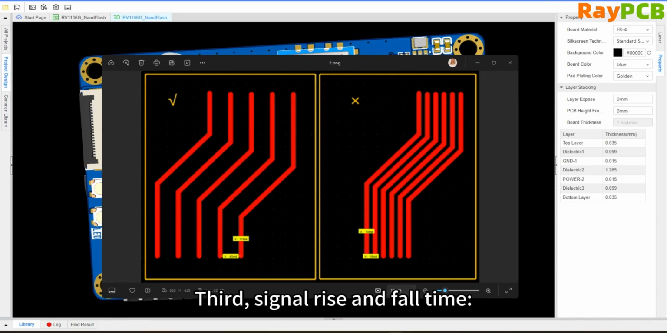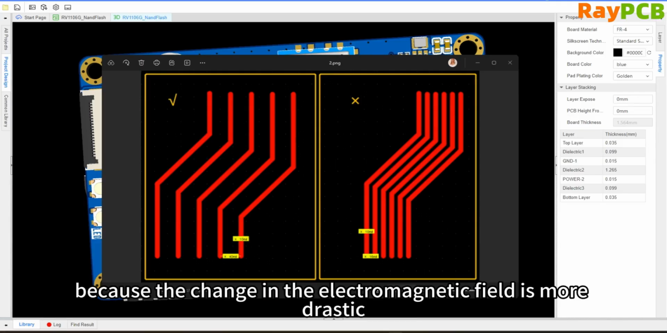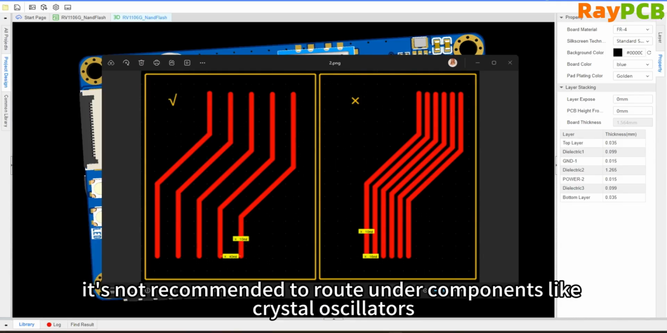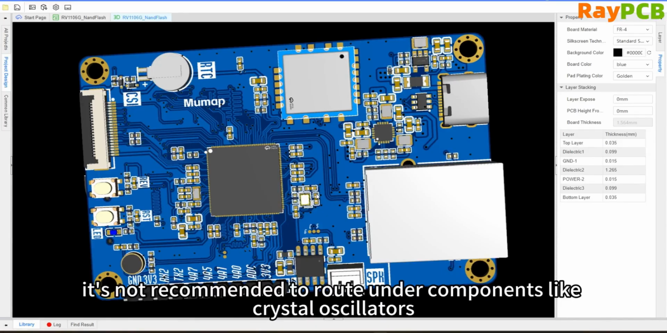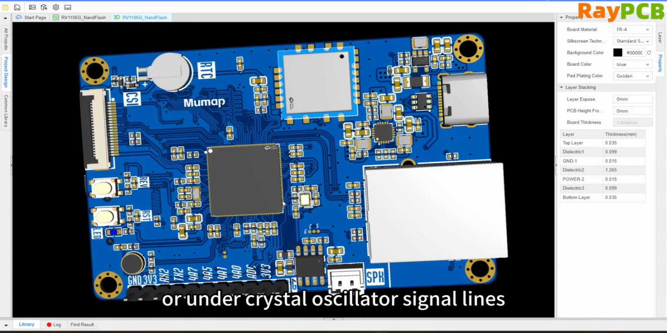Alright, the third point regarding signals is the signal rise and fall time. The faster the signal transitions, the more severe the crosstalk, because the electromagnetic field changes more dramatically. This is why we do not recommend routing traces under components like crystal oscillators or under their signal lines to prevent this kind of crosstalk.